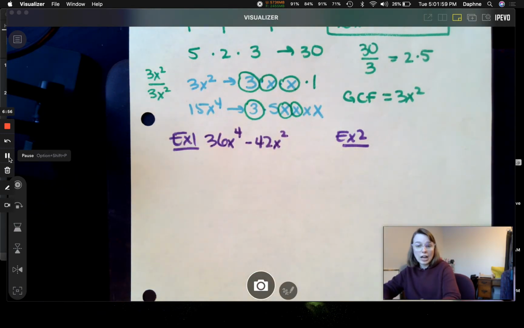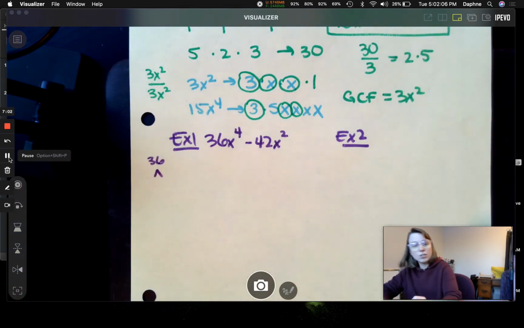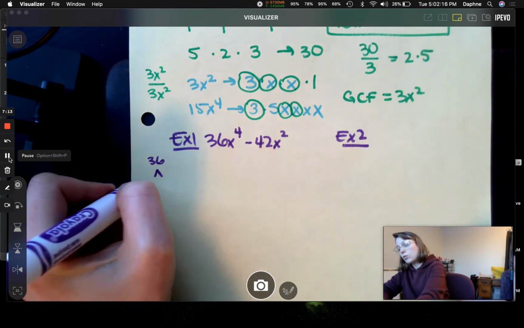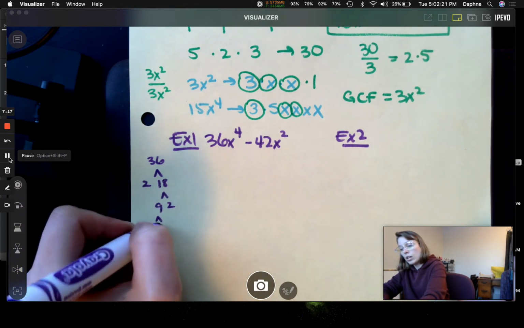So first, I need to break these down into their prime factorizations. So I'm going to make a little tiny factor tree off to the side, and I have 36. It doesn't matter how you start this. You can put 12 and 3. You can put 2 and 18. You can put 9 and 4. Doesn't matter. So if I do 2 and 18, I get 9 and 2, 3 and 3.